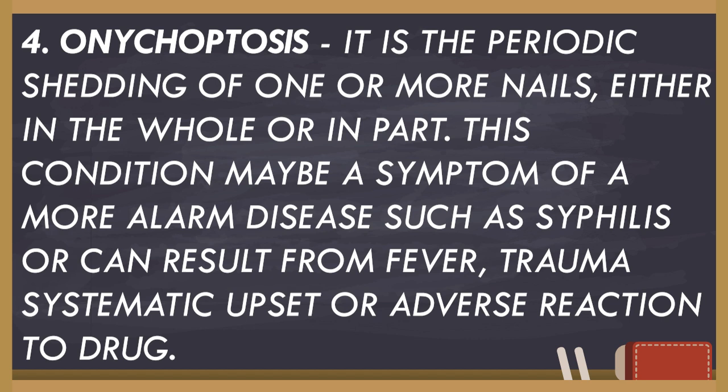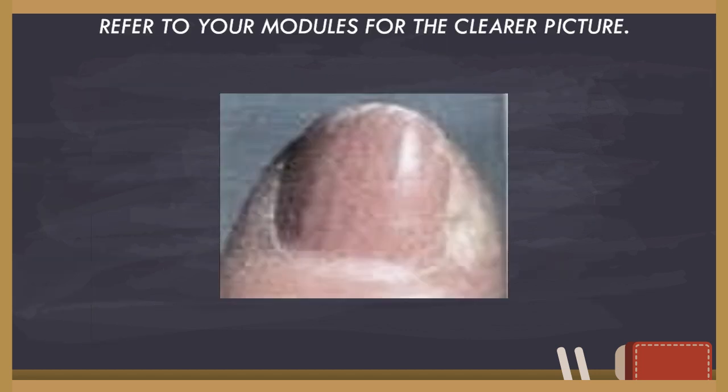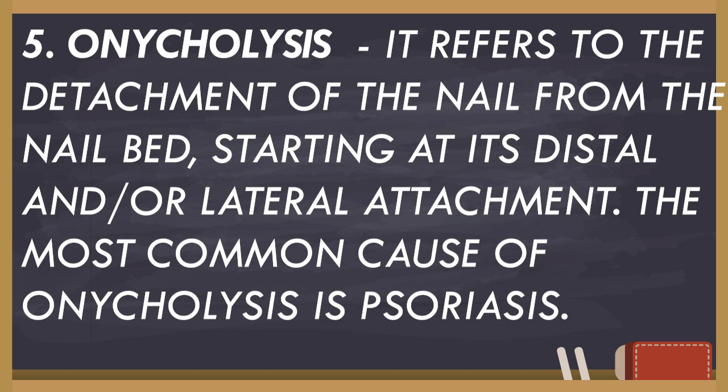Onychoptosis is a periodic shredding of one or more nails, either in whole or in part. This condition may be a symptom of a more alarming disease such as syphilis or can result from fever, trauma, systemic upset, or adverse reaction to drugs. Onycholysis refers to the detachment of the nail from the nail bed, starting at its distal end or lateral attachment. The most common cause of onycholysis is psoriasis.